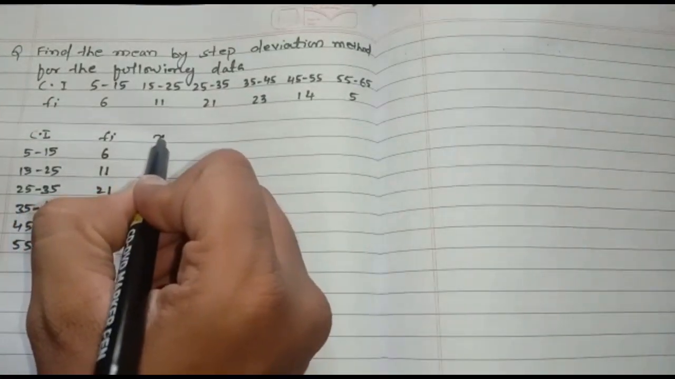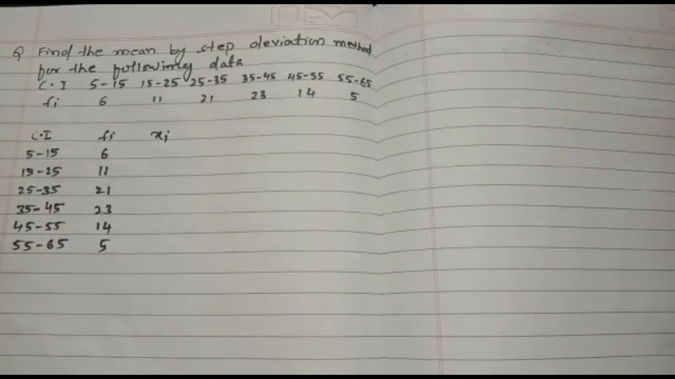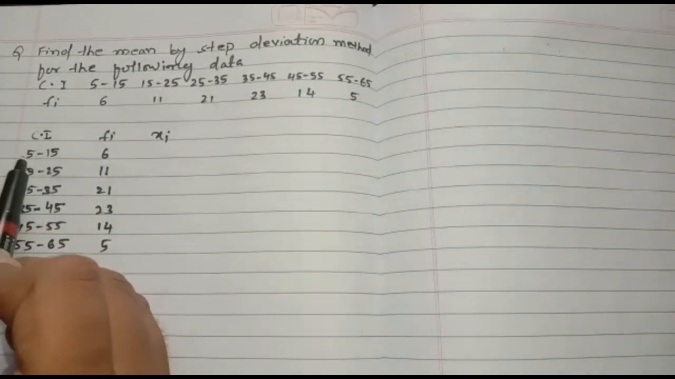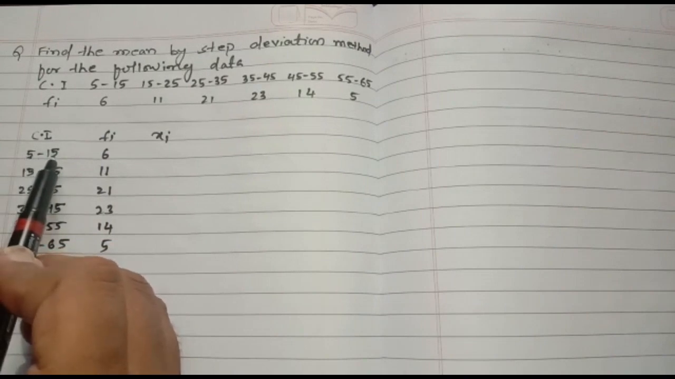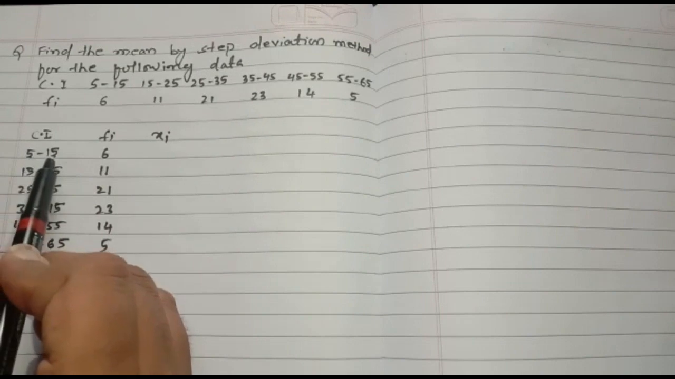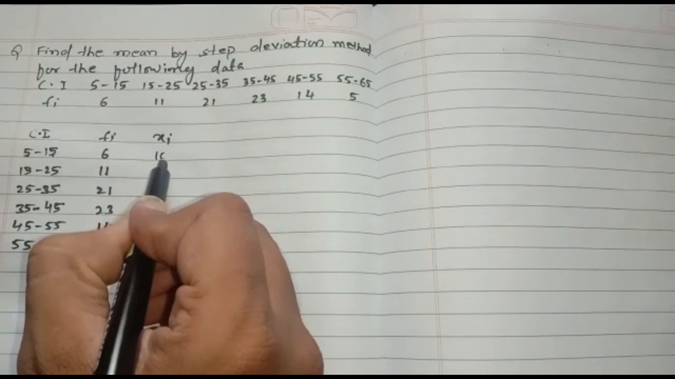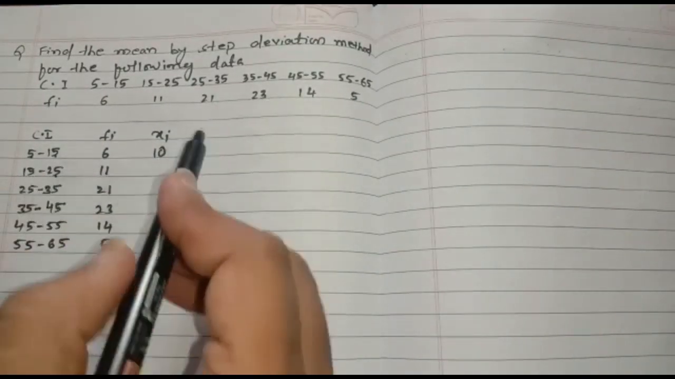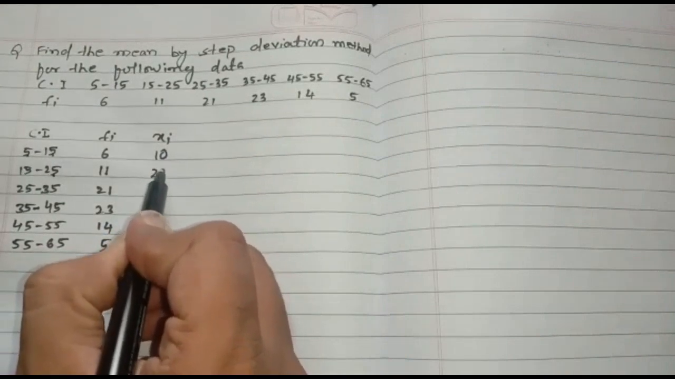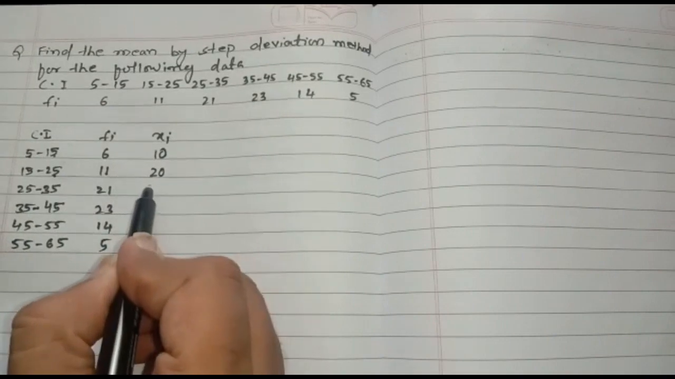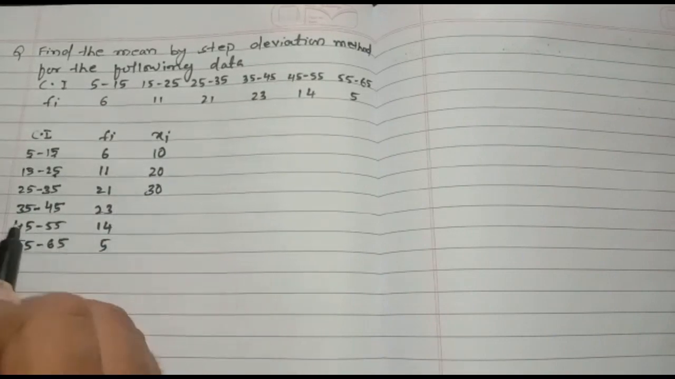Then we have to find xi also in step deviation method. Finding xi, the method is same. Upper limit plus lower limit divided by 2 will give you xi. 5 plus 15 is 20, 20 divided by 2 is 10. Then 15 plus 25 is 40, 40 divided by 2 is 20. 25 plus 35 is 60, 60 divided by 2 is 30.